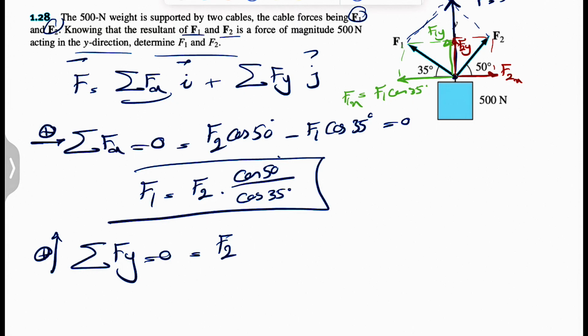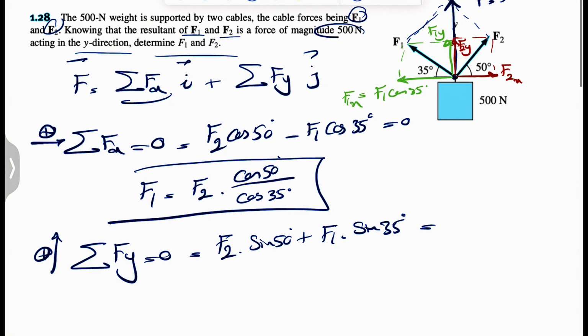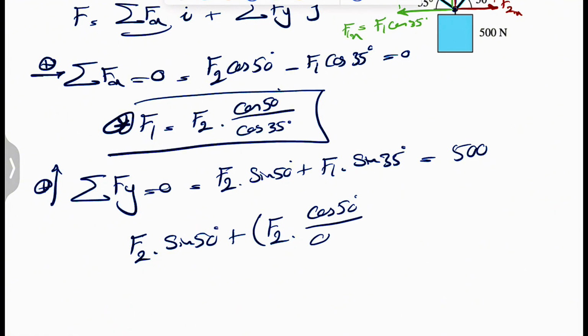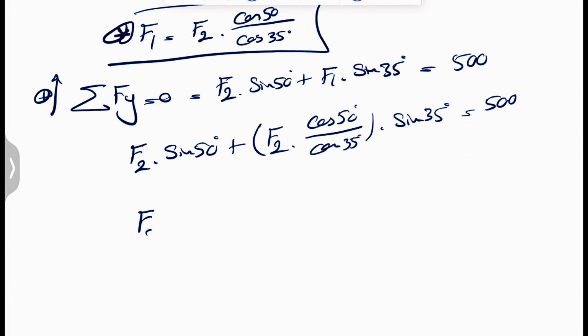So F2 sine of 50 degrees plus F1 sine of 35 degrees equals 500. From here we just need to plug our F1 into the new equation. So F2 sine of 50 degrees plus, instead of F1, we're going to put F2 cosine of 50 over cosine of 35 degrees times sine of 35, equals 500, and we can just factor F2 out.